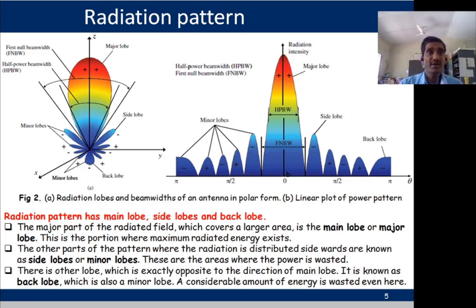In this radiation pattern, it contains the beam widths. That means the radiation pattern is divided into two parts. One is the beam widths. There are two types of beam widths.